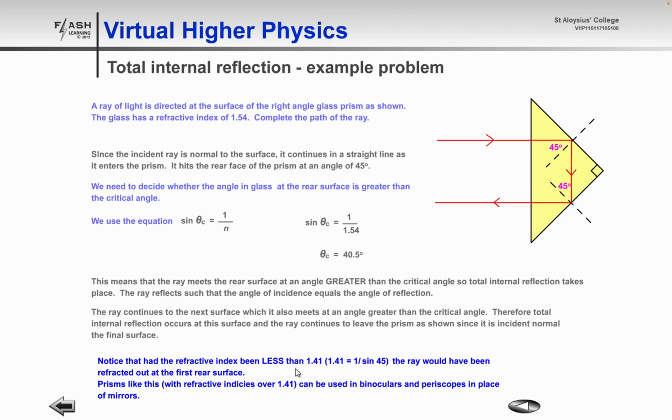Notice that had the refractive index been less than 1.41, then the ray would have reflected out at the first surface. It would have come out here somewhere.